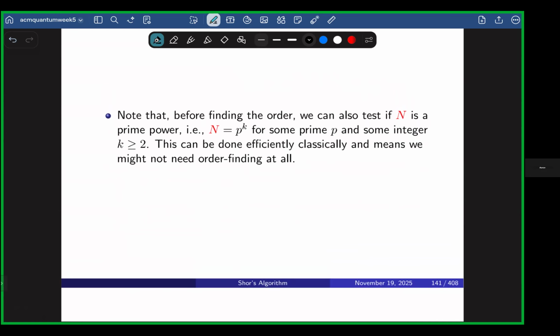Okay, for the people or person that just joined, we're just going over the classical pre-processing that happens before Shor's algorithm. So we actually haven't dove into any quantum stuff. And the goal of Shor's algorithm, just to give a high-level summary, is to find a factor of some number n.